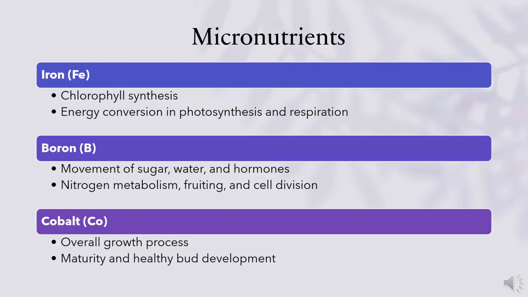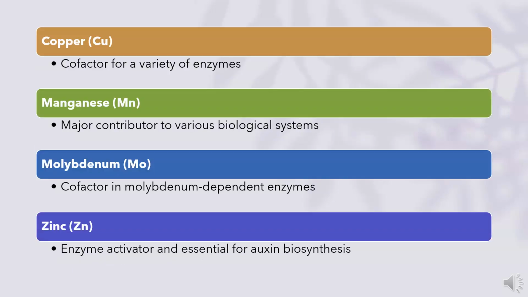Cobalt plays a critical role in the overall growth process of plants. It is necessary for stem growth, elongation of coleoptiles, and expansion of leaf discs. Cobalt is essential for a plant to reach maturity and for healthy bud development. Other micronutrients include copper, manganese, molybdenum, and zinc.